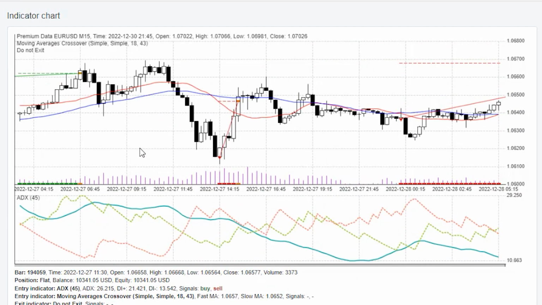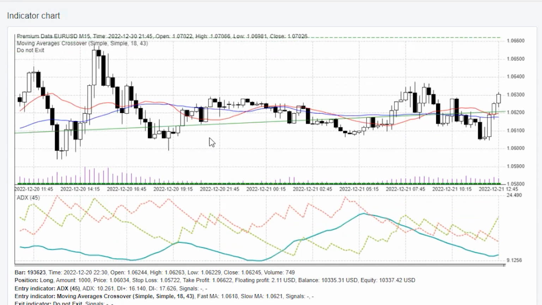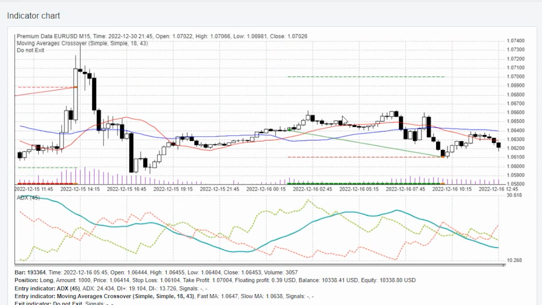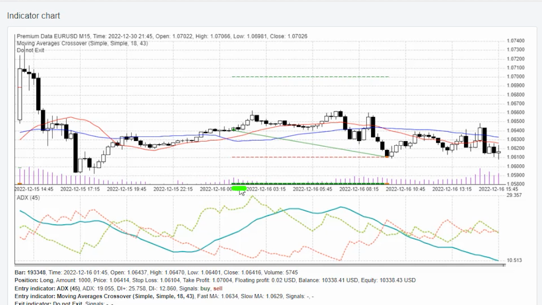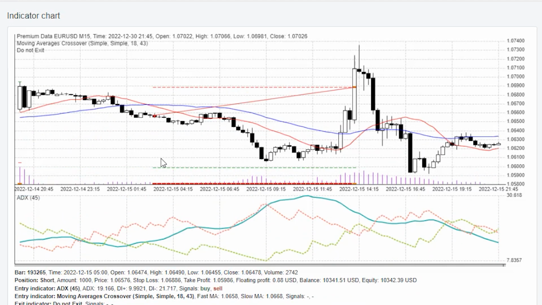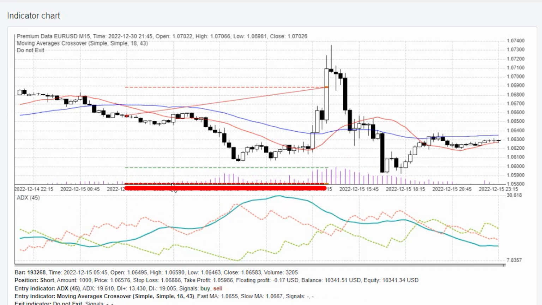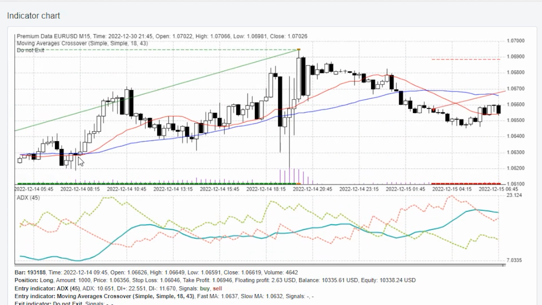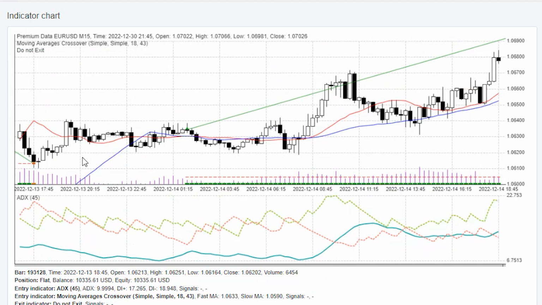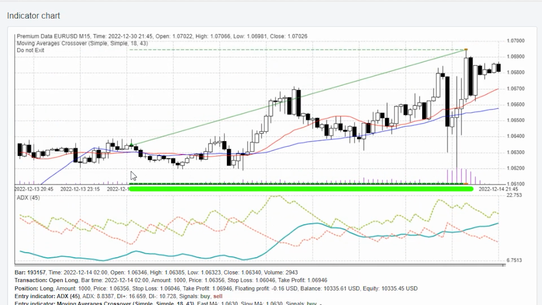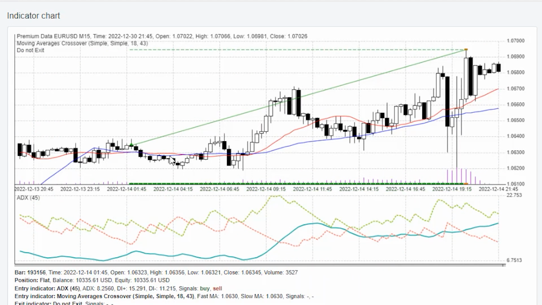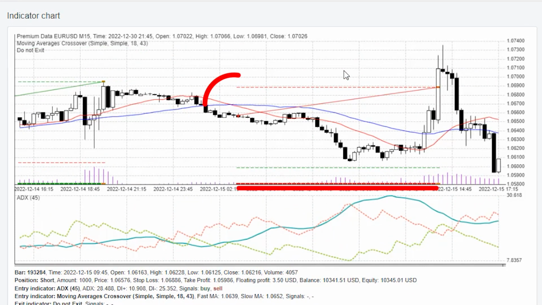So right in here, we have plenty of trades, and I'll just pick randomly a few examples. So whenever we see green lines right below the chart, it means it was a long trade, and when we have red ones, it means it was a short trade. So right in here, we have that long trade, for example. You can see it opened in here, and then we had a losing short trade.